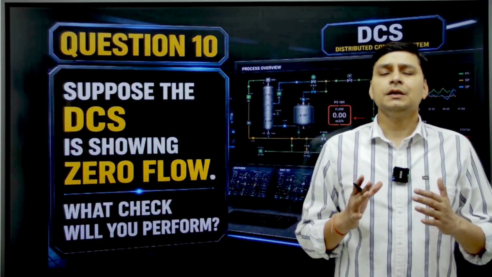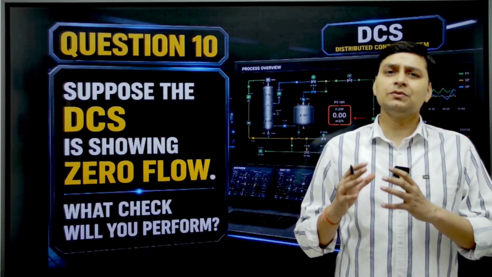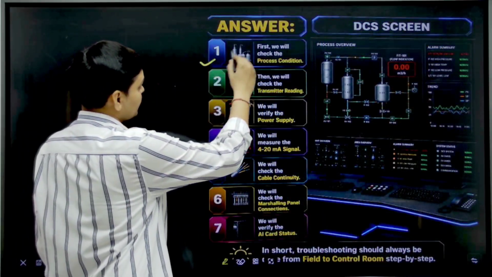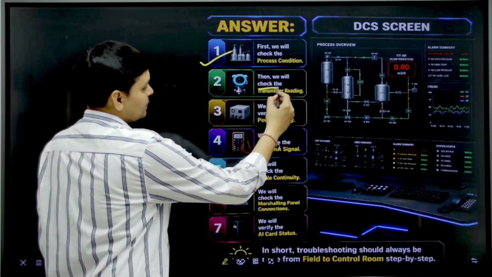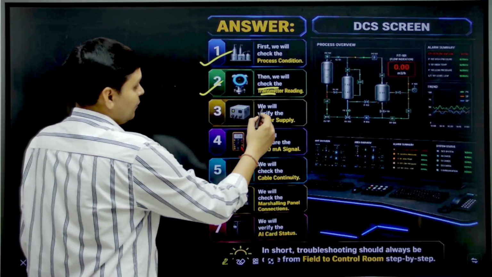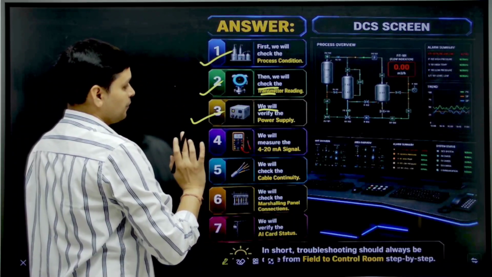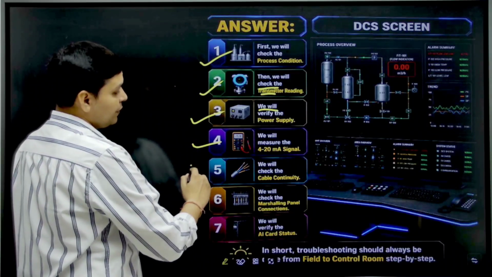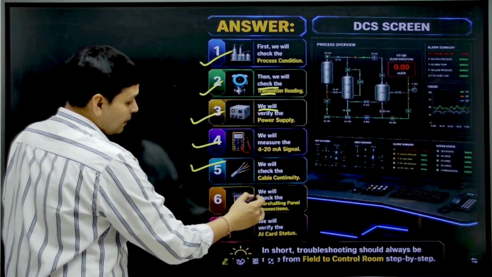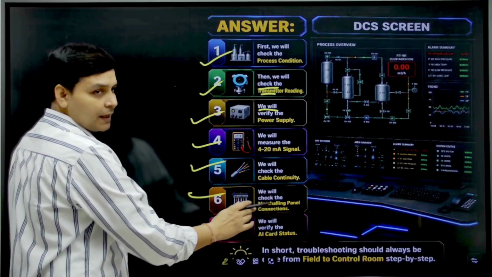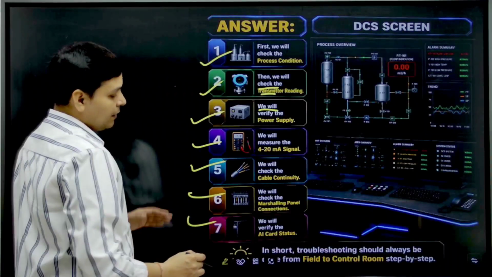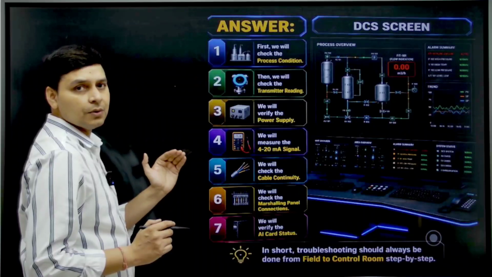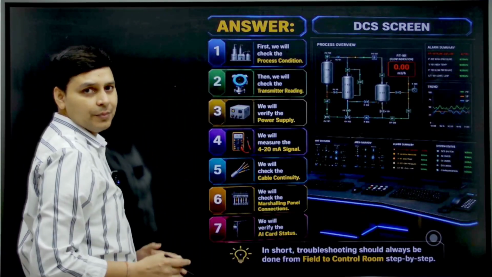The next question is related to troubleshooting. Suppose the DCS is showing zero flow, what will you check? Now let's discuss it. First we will check the process condition. Then we will check the transmitter reading. After that, we will verify the power supply. Then we will measure the 4 to 20 milliampere signal. Then we will check the cable continuity, and after that we will check the marshalling panel and connections. Then we will verify the AI card status. So troubleshooting should always be done from field to control room step by step, and these are the main steps.